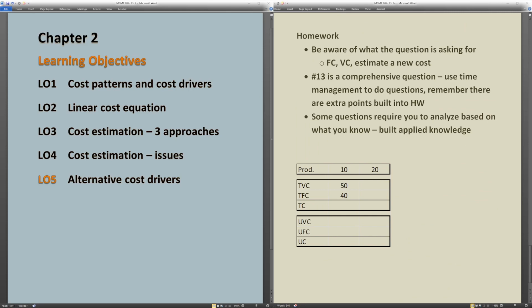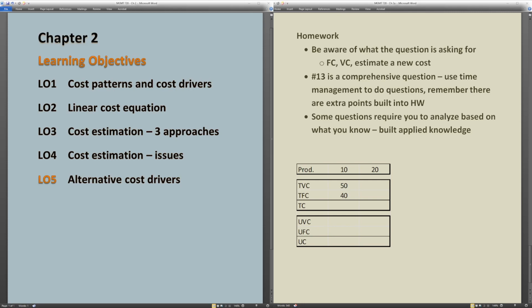Just a few comments on the homework. Be aware of what the question is. I have seen students get frustrated when they weren't really focused on what part of the process the question was asking. So we've just gone through how to do the line equation. Sometimes the question is just asking you to only figure out the fixed cost, or only figure out the variable cost. Or they may ask you for the entire process, estimate a new cost. So just make sure you focus on what the question is asking for, so that you're not trying to answer a different question than it's asking.